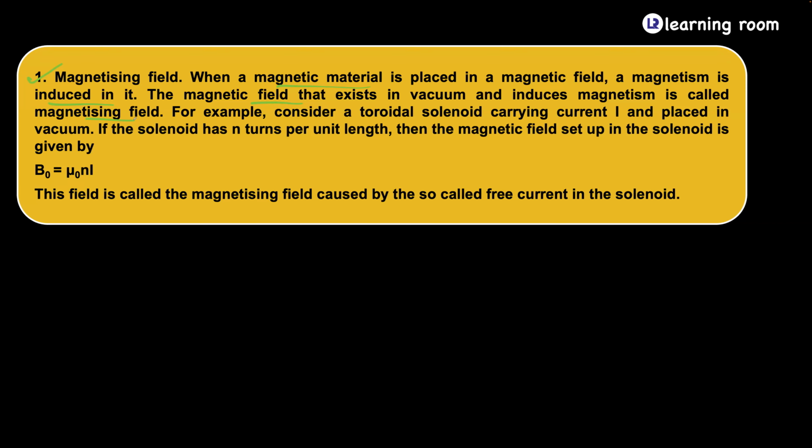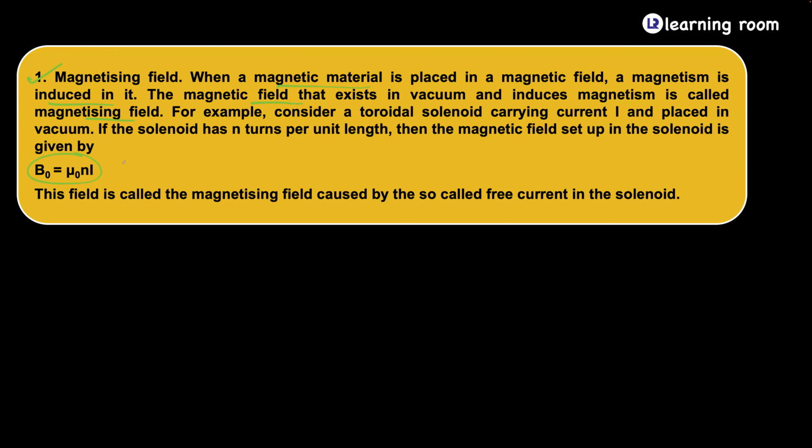For example, they have given a toroidal solenoid, or you can think of a solenoid also. If there is an electromagnet solenoid carrying current I and it is placed in vacuum, we know that the magnetic field produced due to the solenoid is going to be mu naught times N into I. Near the solenoid, if you take a magnetic substance, the example is again a bell pin, you can see that the bell pin will get magnetized.